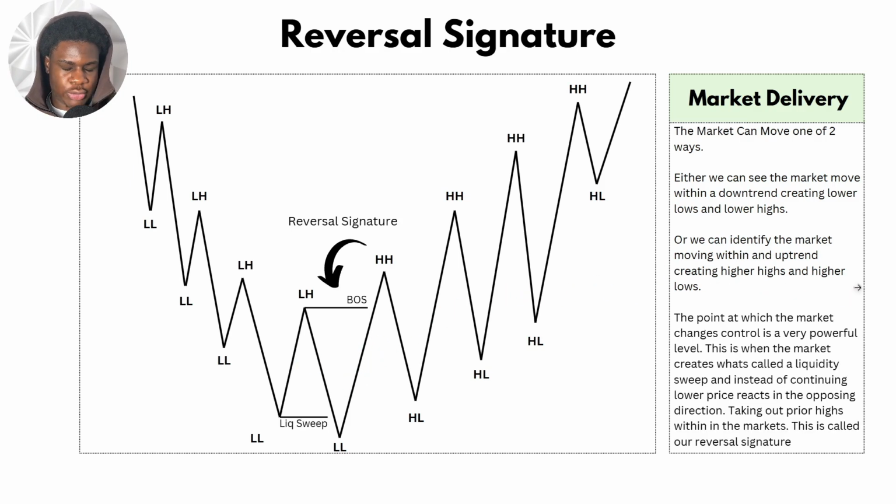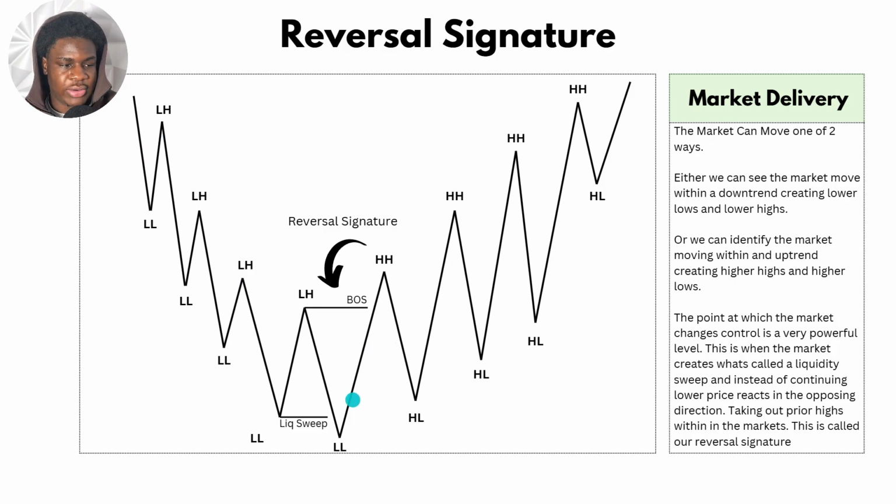But the specific point that we want to talk about is called the reversal signature. This is the point at which the market is going from one direction to another. In this scenario, where we're going lower and lower, we identify this reversal signature, and now price is going higher. And the reversal signature is very simple. When we were in a downtrend, every previous high within the markets was referred to as a strong high, meaning that price was not supposed to break back above these prior highs, right? Creating lower lows, lower highs.